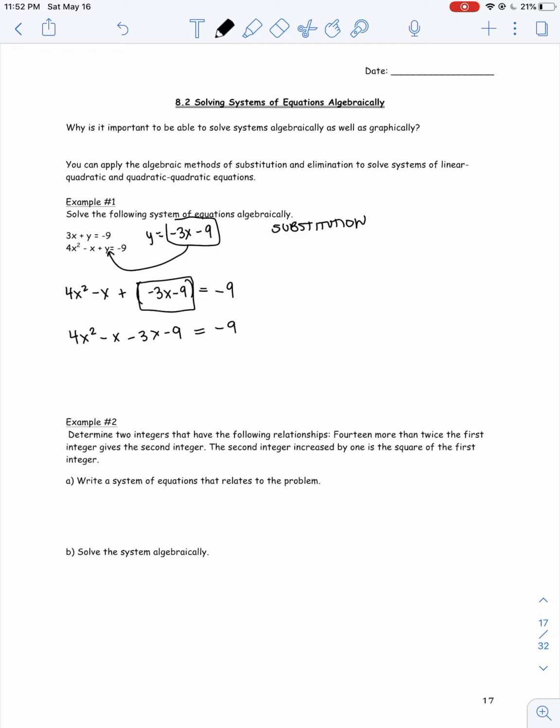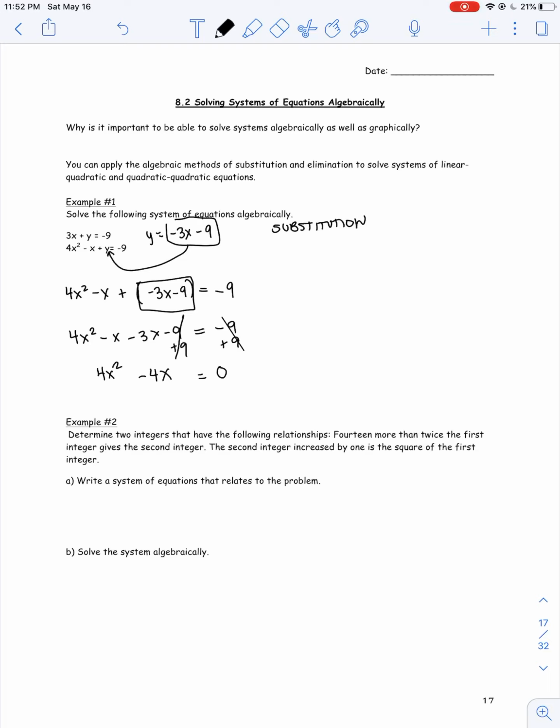And then this is all about just trying to simplify this as much as possible. So for example, I'm going to add 9 to both sides to get 0 on one of the sides. That actually crosses off and simplifies a lot of this stuff. And then you have 4x squared left, and then negative x minus 3x is negative 4x. So this is as simple as you can go.